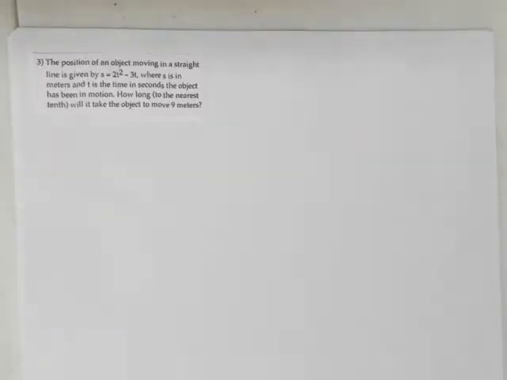Okay, so we've got yet another application of a quadratic. It says the position of an object moving in a straight line is given by s equals 2t squared minus 3t, where s is in meters and t is the time in seconds the object has been in motion. The question, how long, and it says to the nearest tenth, will it take the object to move 9 meters?